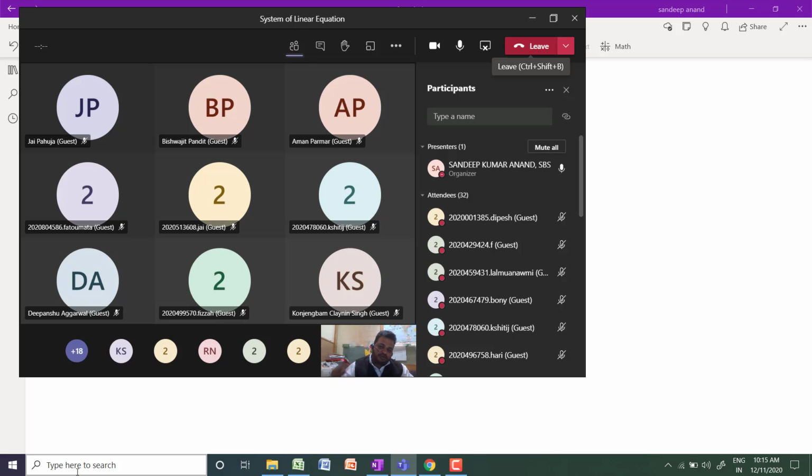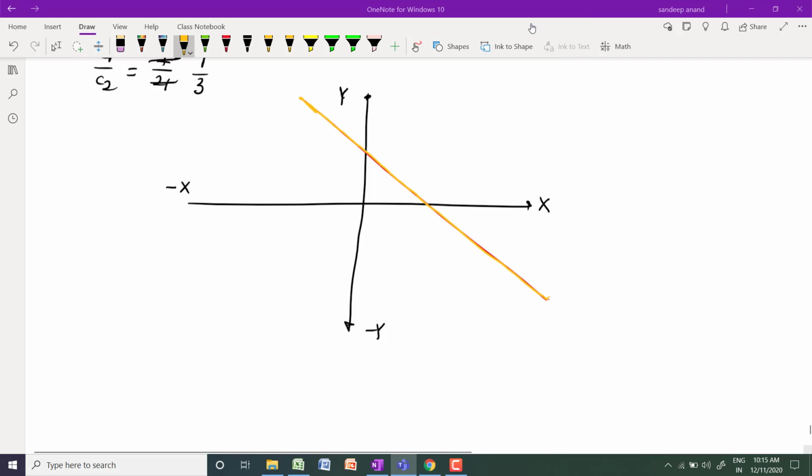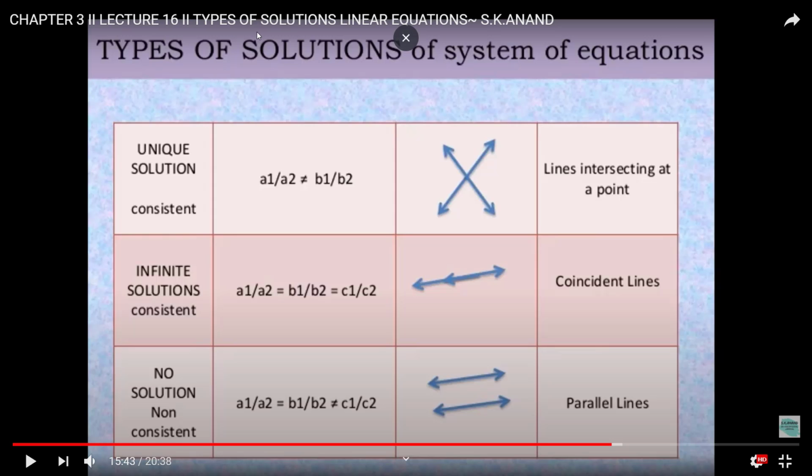You could find x values of 4 or 5 and y values of 4 and 5 to satisfy the basic equation. I hope this concept is clear to everyone. Please give me response. Here are the types of solution of a system of equations. Unique solution: whenever a1 by a2 does not equal b1 by b2, the lines intersect at a point. When the lines intersect at one common point, you will get a unique solution.